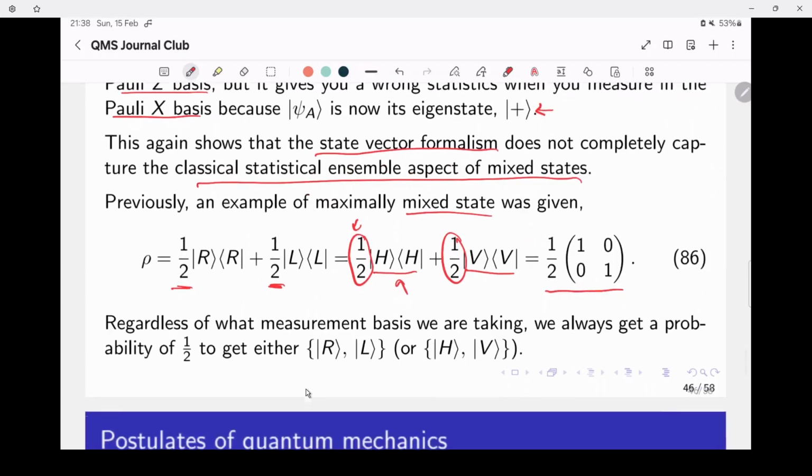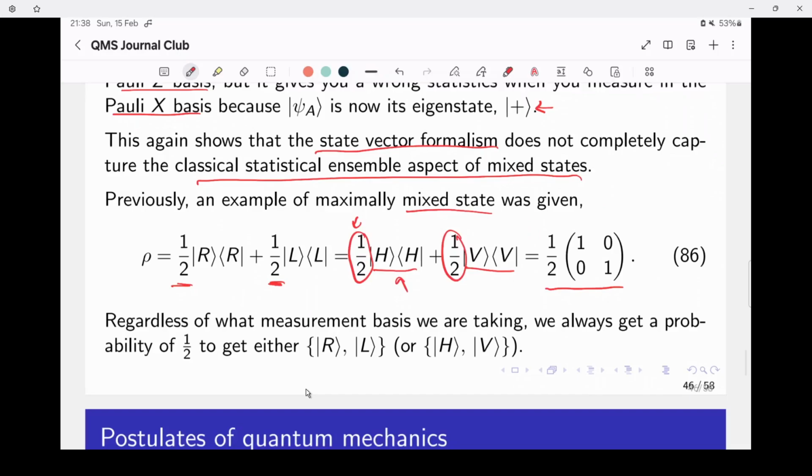So over here, I mentioned regardless of what kind of measurement basis you are taking, you always get the probability of half, either the left, right, or the horizontal or vertical. This is only true for a maximally mixed state because you have no information on the system at all.